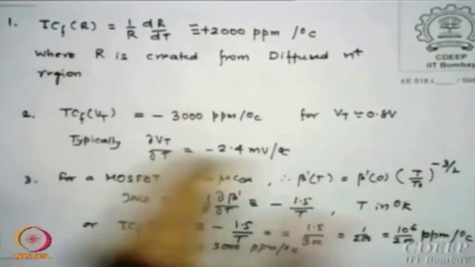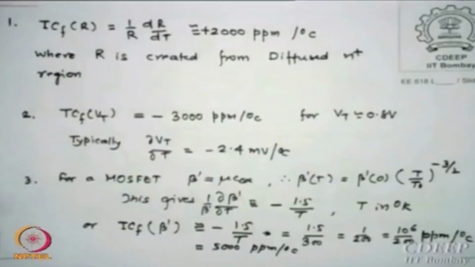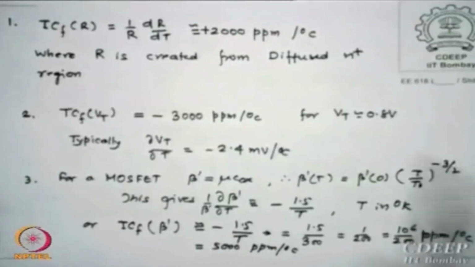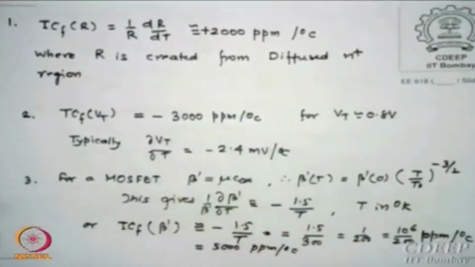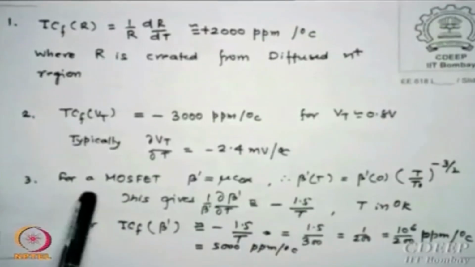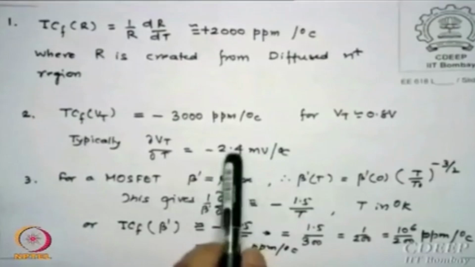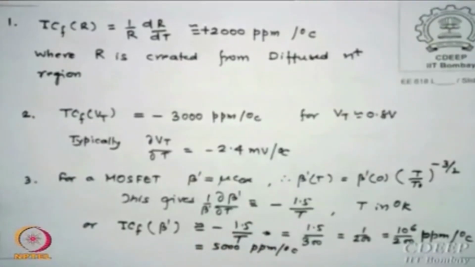What is TCF of Vt? 1 upon Vt, delta Vt by delta T. So 1 upon Vt has a value which is different at different Vt; this will be large. So at smaller Vt what will happen? TCF will be even larger, minus larger. But around 0.8 volt Vt, this 3000 to 3500 ppm per degree centigrade is typically the TCF. For a MOSFET, how much is this in the bipolar, Raj? Delta Vbe by delta T, there we calculate how much the base emitter voltage changes with temperature.